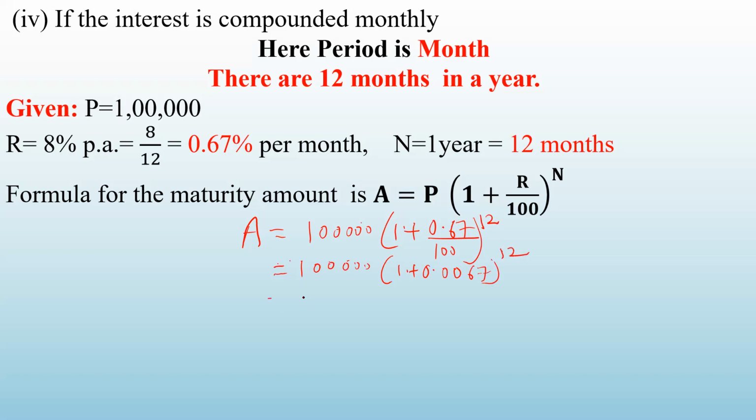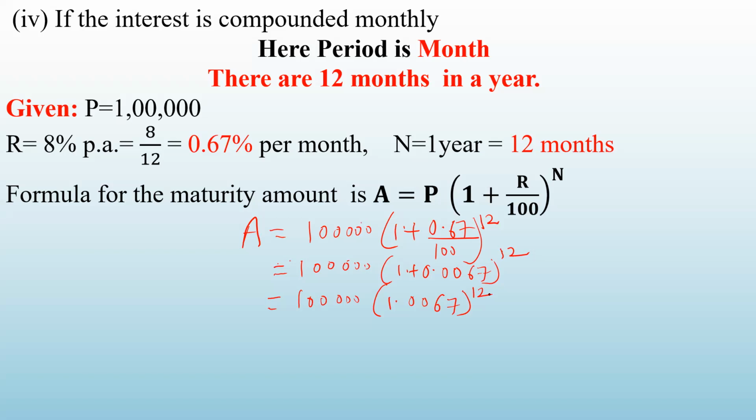That will give you 1.0067 raised to power 12. So how will you do this? 1.0067, you first press in your calculator, then multiplication, and 11 times you have to press the equal sign. Okay. So what will you get? Let me write it down.